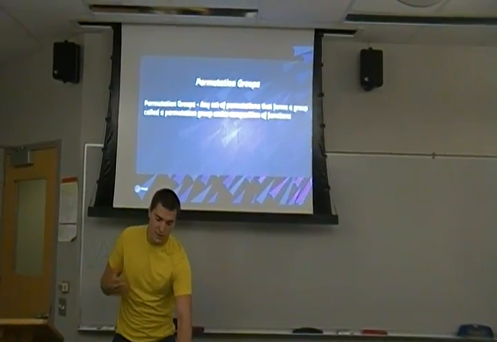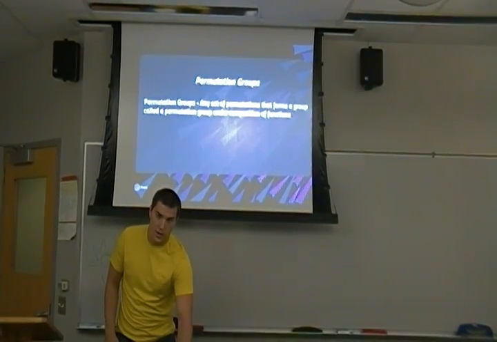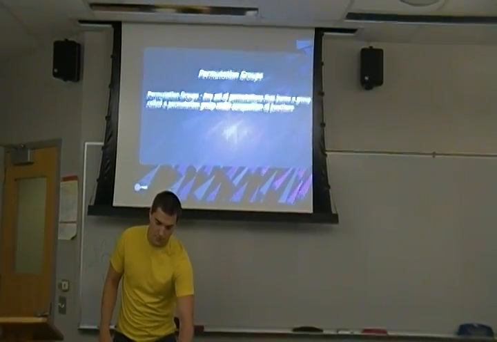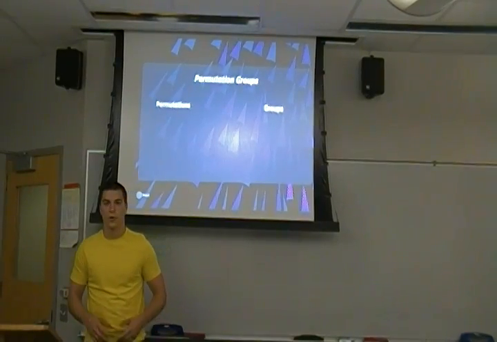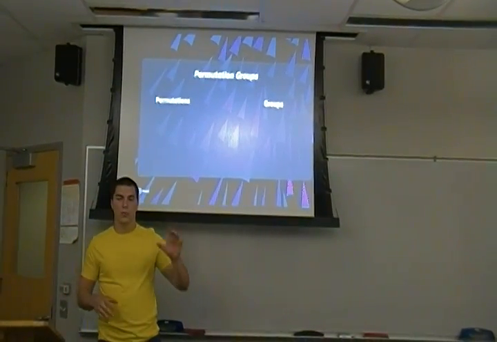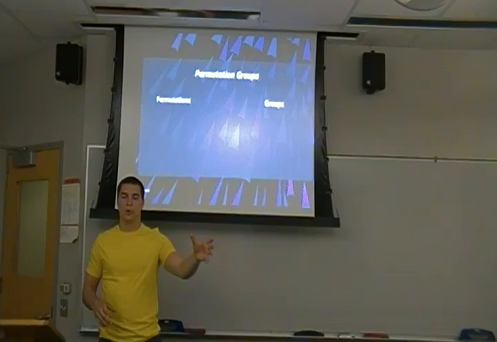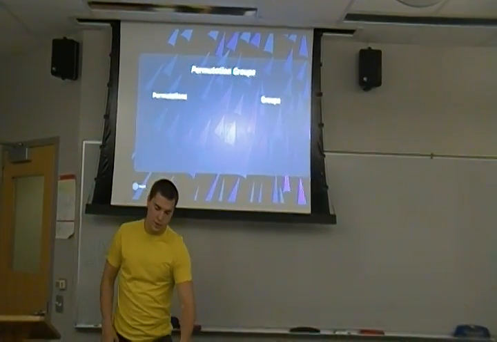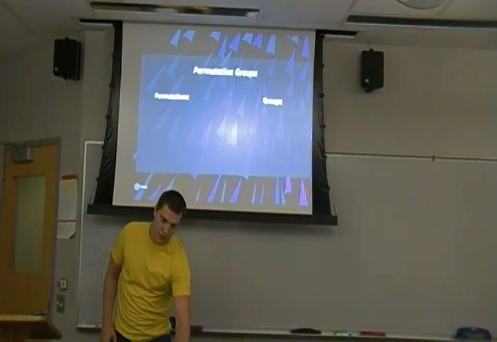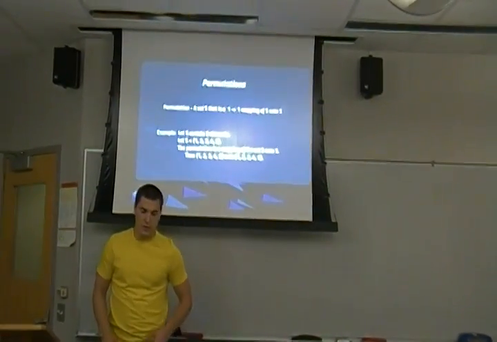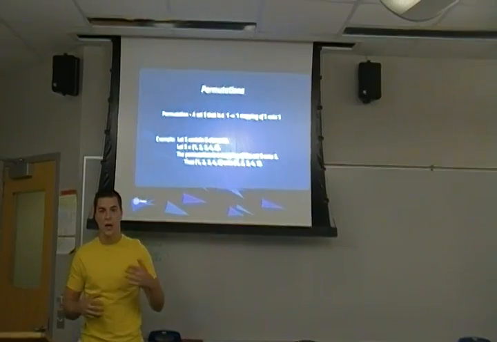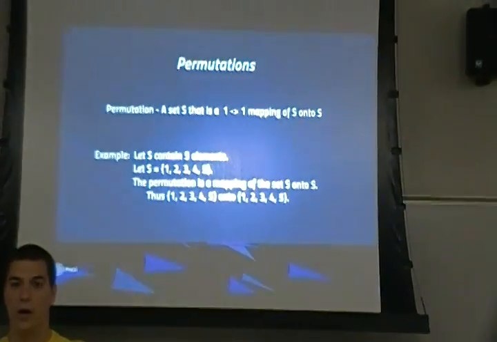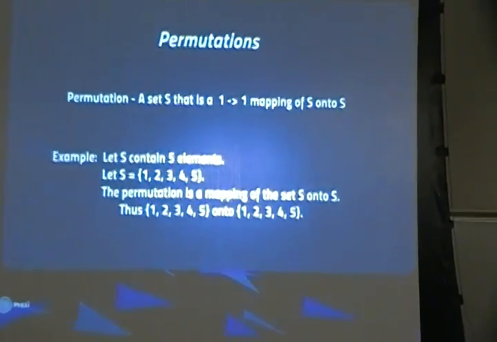But to break the definition of permutation group down even further, we're going to split it up into 2 different words: permutations and groups. So if we can focus on what permutations are and how a collection of permutations can become a group, we'll have a better understanding of what permutation groups are. So first, we'll focus on what permutations are. Well, it's a one-to-one mapping of a set S onto itself, S.